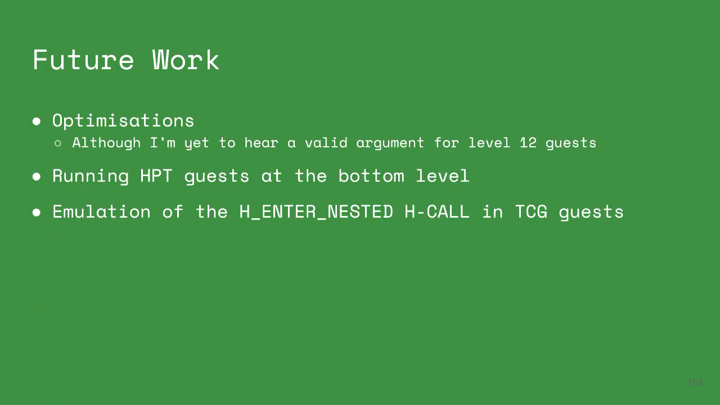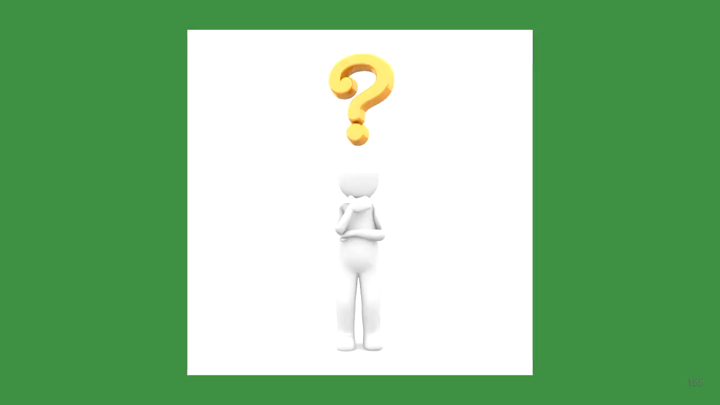What future work is there to be done here? Well, of course we could optimize it so you can run lower than level 12 guests, but I'm going to need a good use case before I spend any real time on that. It'd be nice if we could run hash page table guests at the bottom level alongside their radix counterparts, and we could possibly look at emulating the H-enter nested H-call for TCG guests. But again, I struggle to see use cases for that. And that's everything. So I hope you enjoyed the talk, and I'm happy to take questions if there are any.